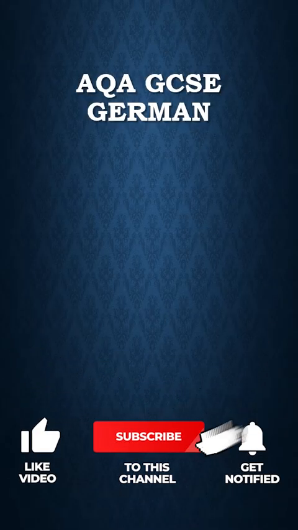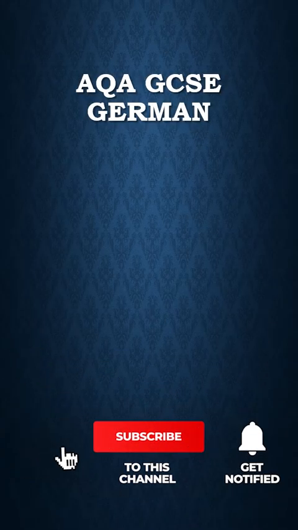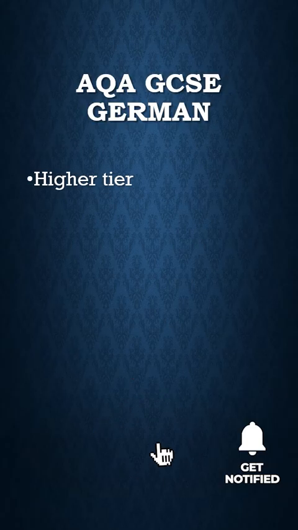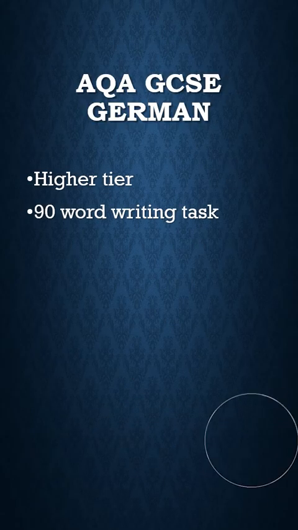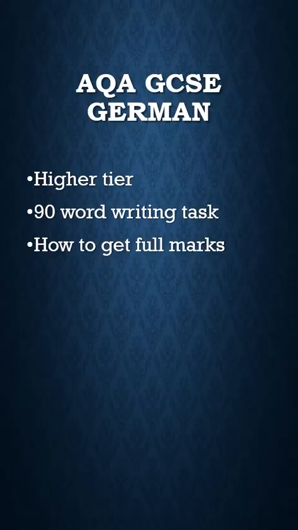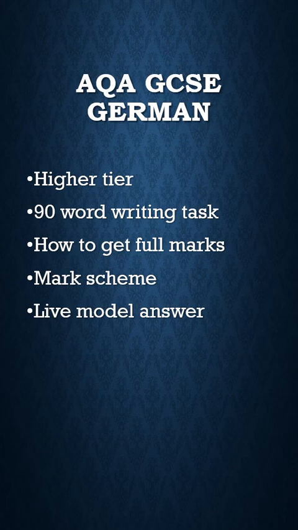Hallo, guten Tag. So today we're going to look at the GCSE German exam, and we're looking at the higher tier and the 90-word writing task. What does it take to get full marks in this part of the paper? We're going to look at the mark scheme, and then I'm going to show you a model answer. Let's get into it.